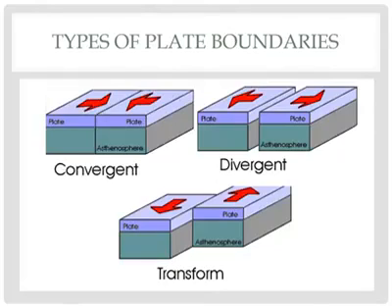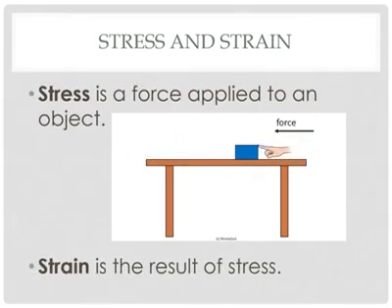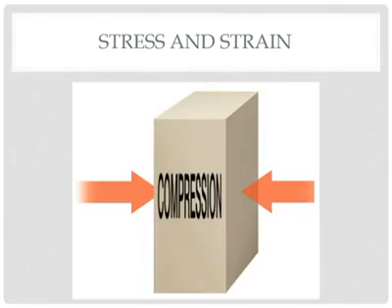Now this is going to be really important because we're about to start talking about stress. So stress is a force applied to an object. So in this case, in the little GIF here, you can see that the finger is pushing on the block, and that's the force. But notice the block is actually moving because of that. That's called strain. So strain is the result of stress. So we're going to look at different types of stress that we can apply to a series of rocks.